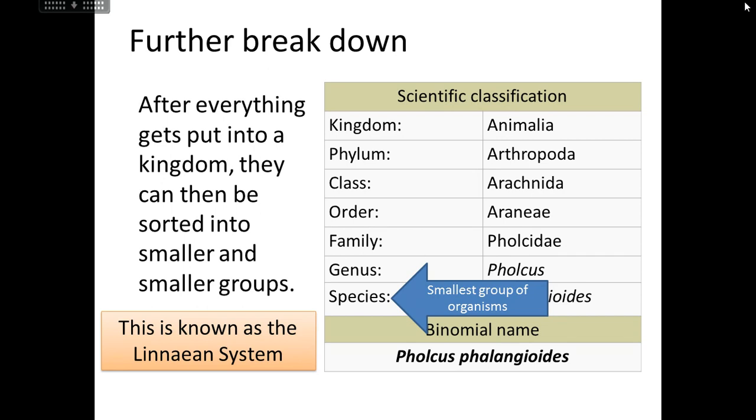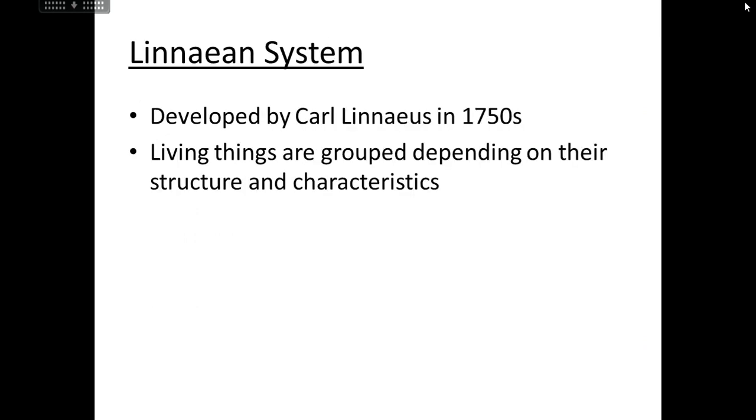So this system, where we break things down from kingdom, phylum, class, order, family, genus, and species, is known as the Linnaean System. This was a system that was developed by a scientist called Carl Linnaeus in around the 1750s, and it was all based on just looking and observing different animals and different plants and different living organisms, looking at their structures and characteristics and putting them together if they're similar.